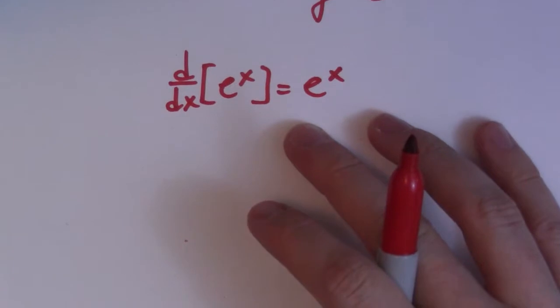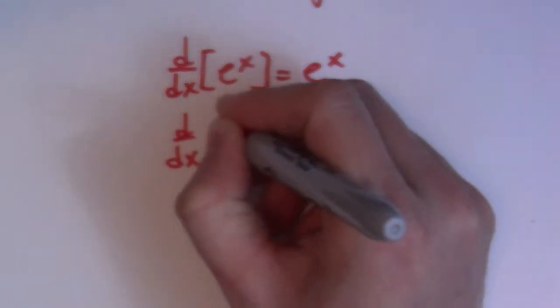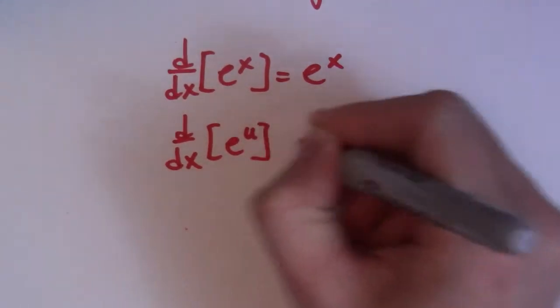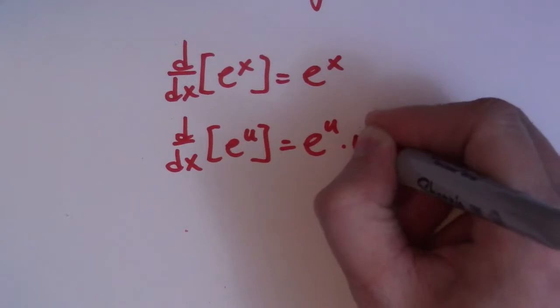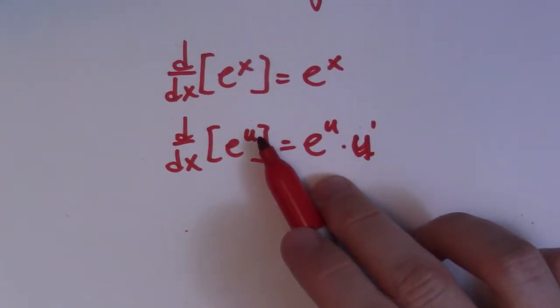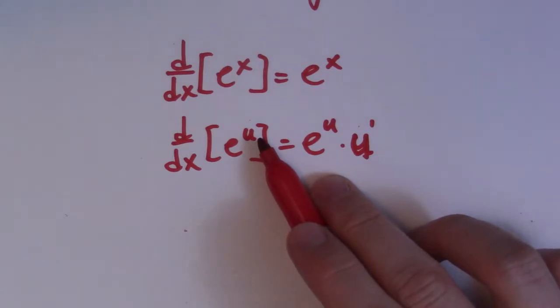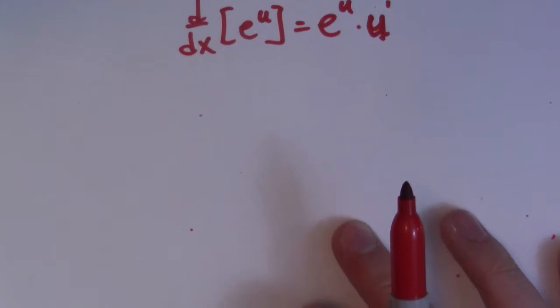My students prefer a different form of this. They usually like the derivative of e to the u is e to the u times u prime, because you're much more likely to see this with something other than x as its exponent. So let's do two examples of this, and sort of an introduction to where you might see this.